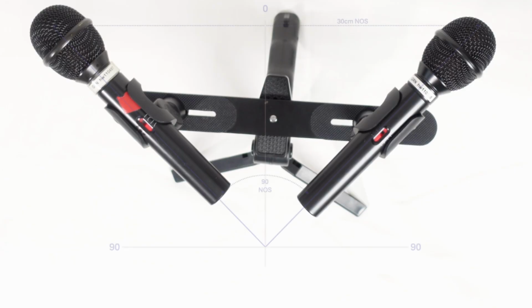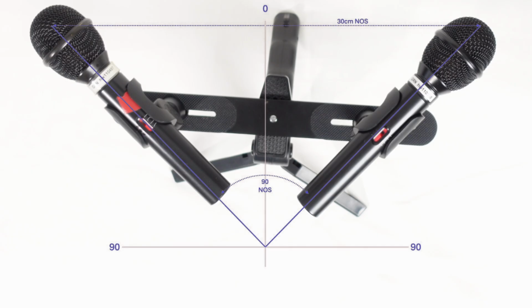Another example of this is the NOS technique. This is very similar to the ORTF setup, except the cardioid microphones are positioned at 90 degrees to each other, with the capsules 30 centimeters apart. However, when played back through a mono speaker, phase issues will be more noticeable with the NOS technique than the ORTF technique because of the increased spacing between the microphones.